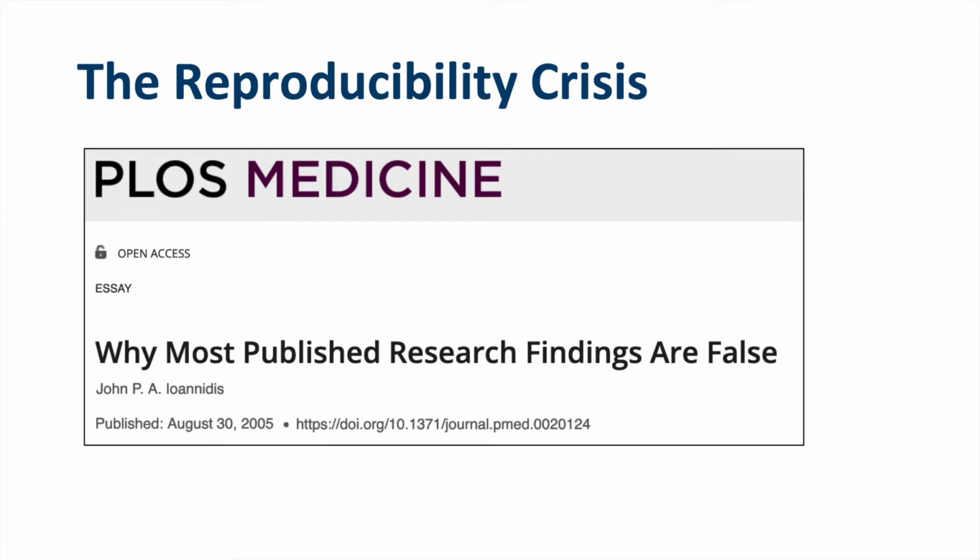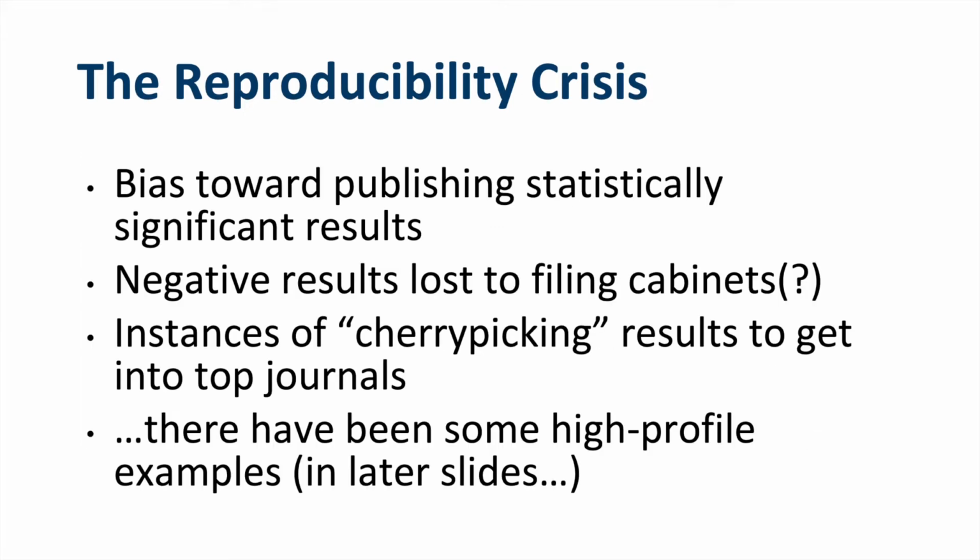So whether or not you agree with this particular provocative finding, there are definitely some systemic problems that we need to think about. Just to list a few examples, there is a documented bias toward publishing statistically significant results and leaving out negative results, which are often lost to filing cabinets and to the mists of time. There are also plenty of instances of cherry-picking results to get into top journals. And there have been some really high-profile examples, actually quite a lot of them, and I'll highlight some of them in a few minutes.